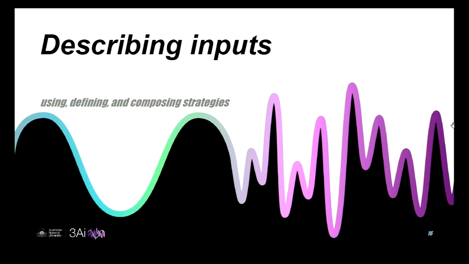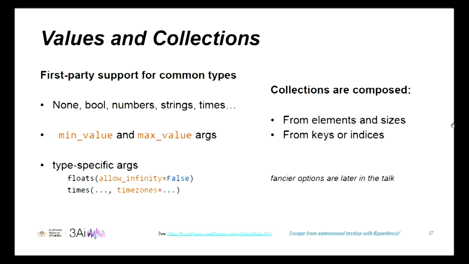So I'm going to walk through a couple of the ways that you can describe inputs to your test with Hypothesis. The first one, of course, if you want simple values: None, booleans, integers, floats, strings, times, dates, there are a lot of them, and Hypothesis has functions which can generate them. Tiny link down the bottom, which you can see on the slides on GitHub, is a link to the documentation which describes this in detail.